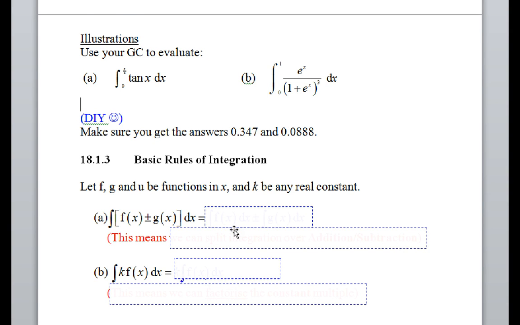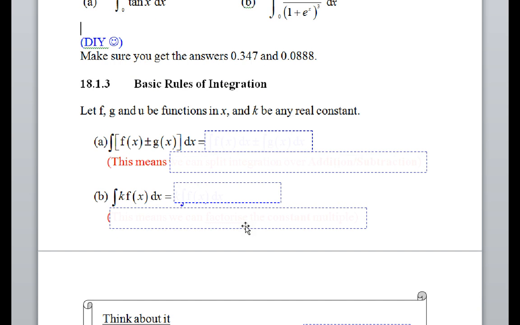Okay, 18.1.3, basic rules of integration. Now, I have the integral of f(x) plus or minus g(x). I'll give you an example.